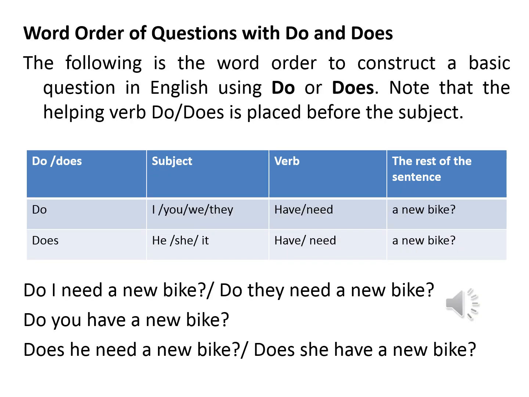Let's see the word order of questions with do and does. The following is the word order to construct a basic question in English using do or does. Note that the helping verb do or does is placed before the subject. Do I have a new bike? Do you have a new bike? Do we have a new bike? Do they have a new bike? Does he need a new bike? Does she need a new bike? Now here you would have noticed that there is an inversion of the subject. That is what we mean when we say that the helping verb is placed before the subject.